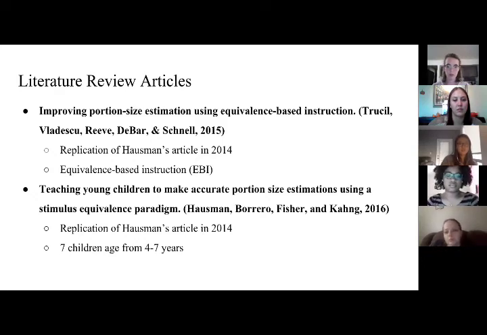The third article is conducted by the same researchers from the original study, Hausman 2014: Teaching Young Children to Make Accurate Portion Size Estimations Using a Stimulus Equivalence Paradigm, Hausman and colleagues, 2016. But this study was conducted with much younger subjects, 7 children aged from 4 to 7 years, and they were taught to make accurate portion size estimations. The intervention and the materials in the study were the same as the original study they conducted in 2014. Results in this study suggest that the intervention was effective and that 5 out of 7 children were able to make more accurate portion size estimations during the post-trainings.